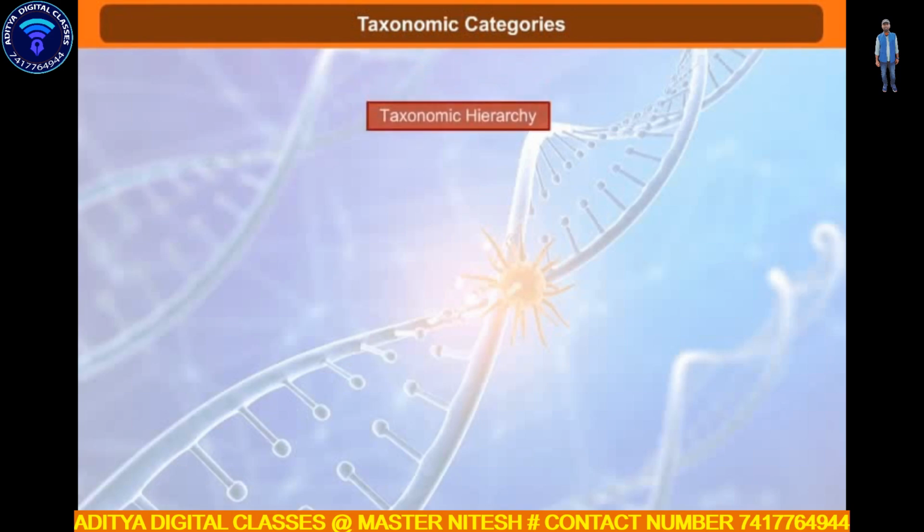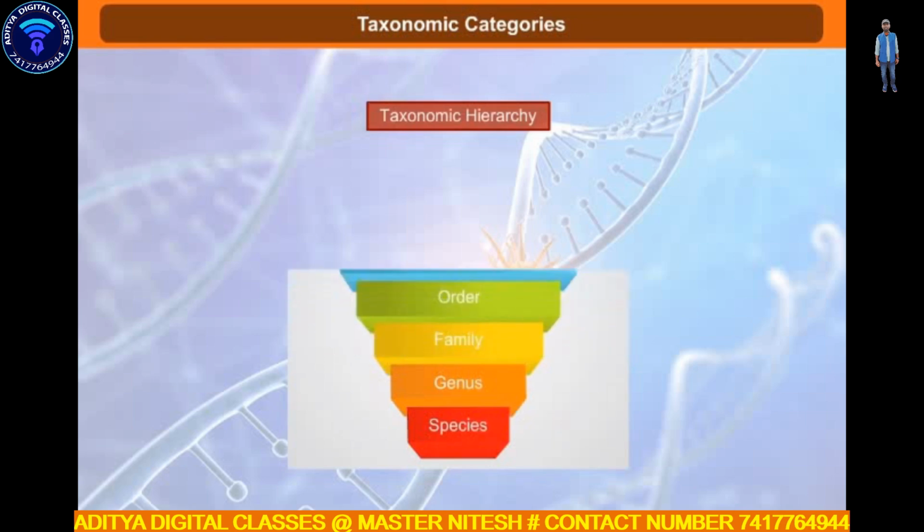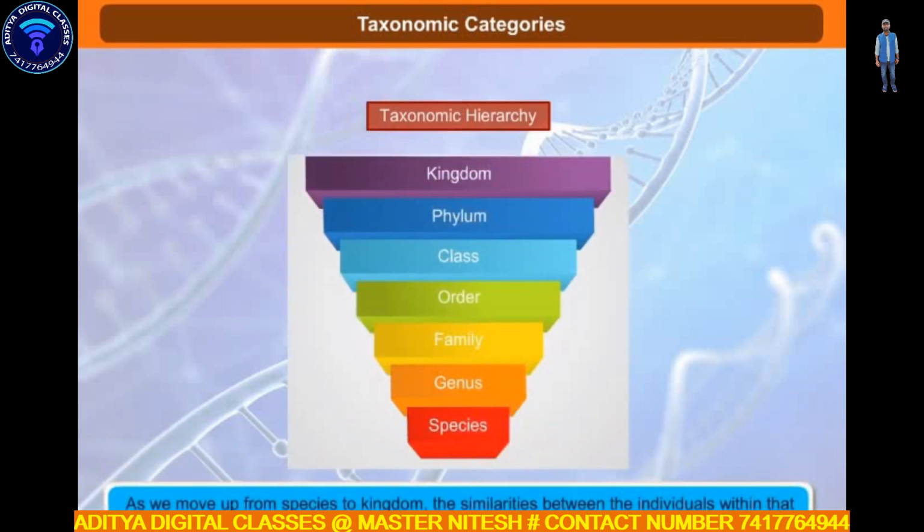Taxonomical hierarchy. 1. As we move up from species to kingdom, the similarities between the individuals within that category go on decreasing. 2. The individuals of different species in a genus are more similar than the individuals of the different genera in a family.